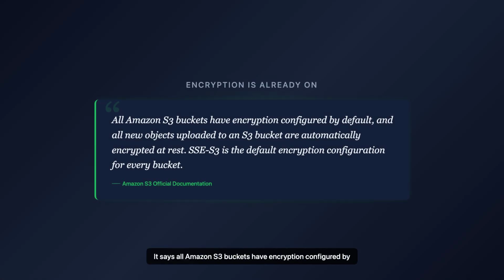It says all Amazon S3 buckets have encryption configured by default, and every new object is automatically encrypted at rest, with S3 managed encryption as the default. Read that carefully. Encryption is already on. That's why the question isn't about enabling encryption, it's about enforcing a specific key, and only a bucket policy can reject the ones that don't comply.